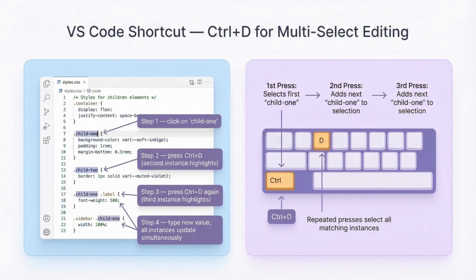The instructor demonstrates this by clicking on a semicolon, pressing Control-D multiple times until all semicolons in the block are selected, then editing them all at once. This shortcut is listed in the shared notes document. The recommendation is to go through all the shortcuts listed there and try each one. Understanding what they do makes you dramatically faster as a developer.